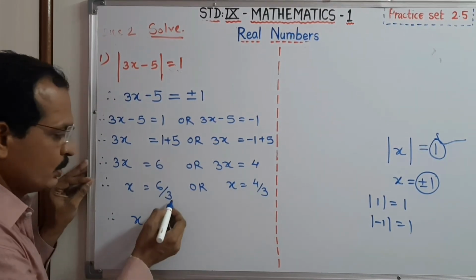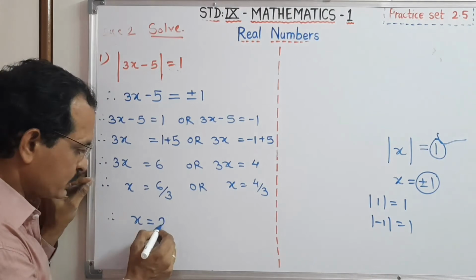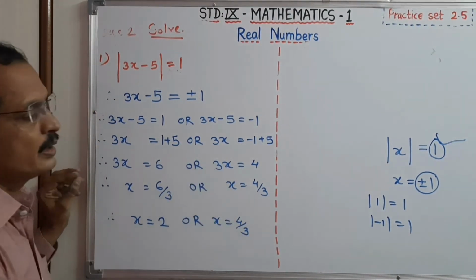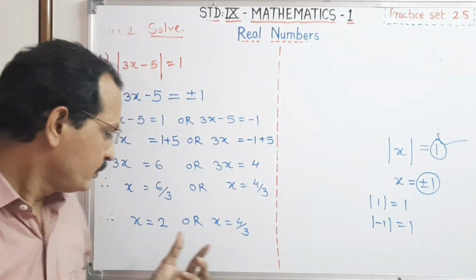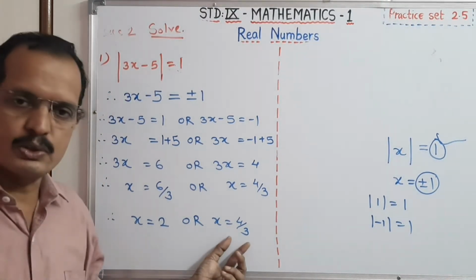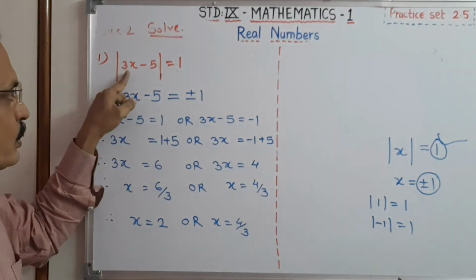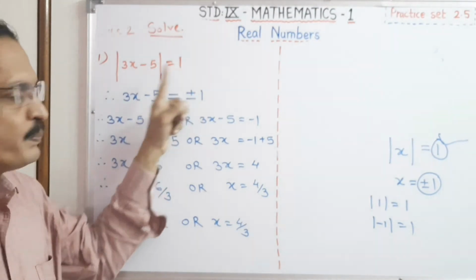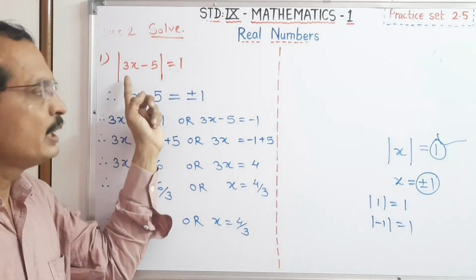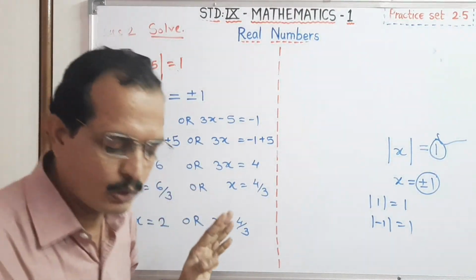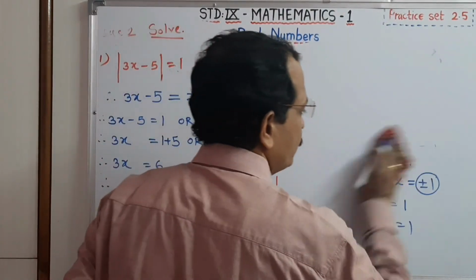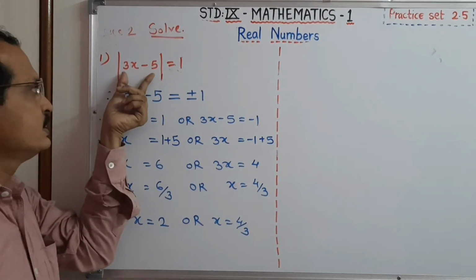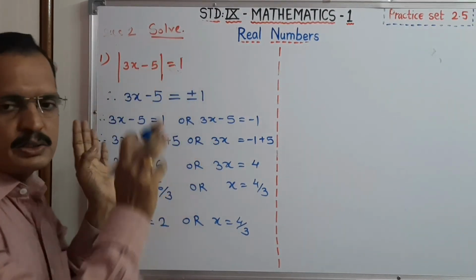Therefore, x is equal to, simplify this, 3 twos are 6, so x is 2. Or we say that x is equal to 4 upon 3. Therefore, we get the values x is equal to 2 or x is equal to 4 upon 3. If we substitute here, we get plus 1, then the absolute value of plus 1 is 1. If we substitute, we get minus 1, and the absolute value of minus 1 is 1. Therefore, what is the important thing? We have to assume this is equal to plus or minus 1.